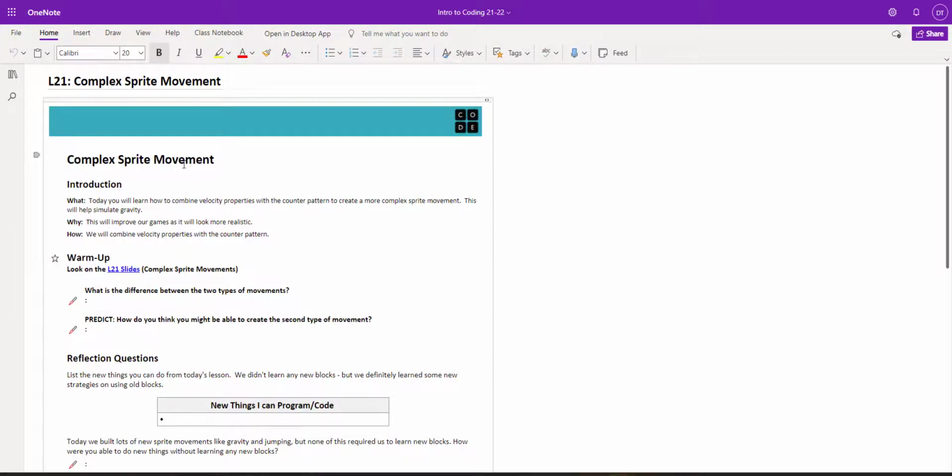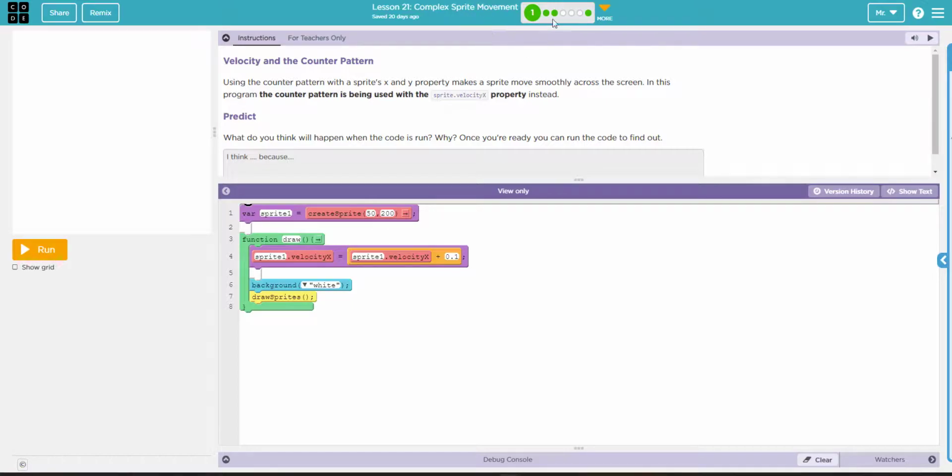Okay, so in lesson 21, we're doing more complex sprite movement. We're going to focus on combining the velocity blocks with the counter patterns today. This is going to help us make a smoother experience, and it'll help simulate gravity as well. So we're going to dive into the first one where we were asked to make a prediction, and we're looking at the counter pattern being used with the velocity x property.